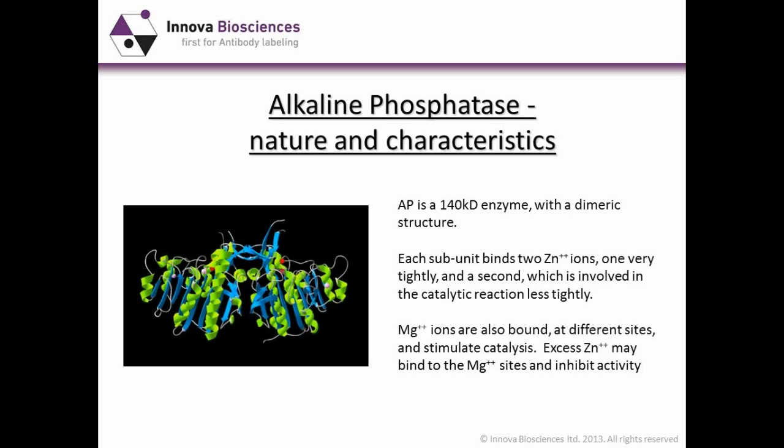Magnesium ions are also bound by alkaline phosphatase. They're at different sites to the zinc ions, and they're also involved in stimulating the catalytic reaction. Excess zinc actually can displace magnesium ions, and interestingly enough, can inhibit activity. The role of zinc and magnesium is obviously therefore important in activity of alkaline phosphatase, and you'll find that people will have zinc and magnesium within their buffers for any antibody alkaline phosphatase conjugates that they use.